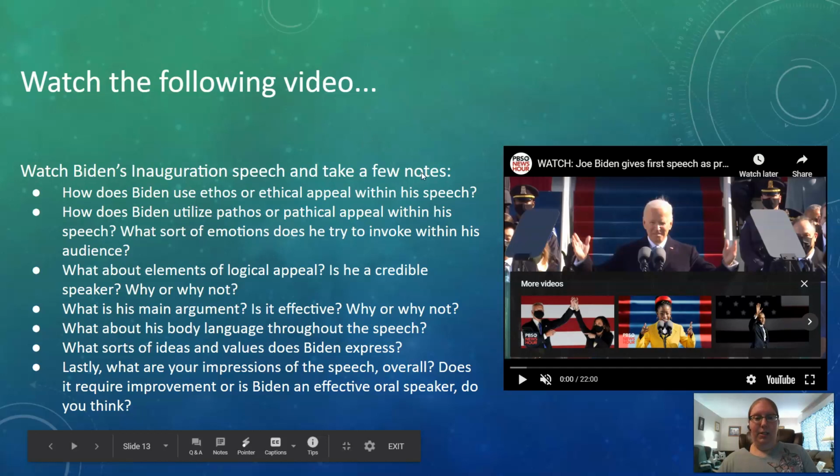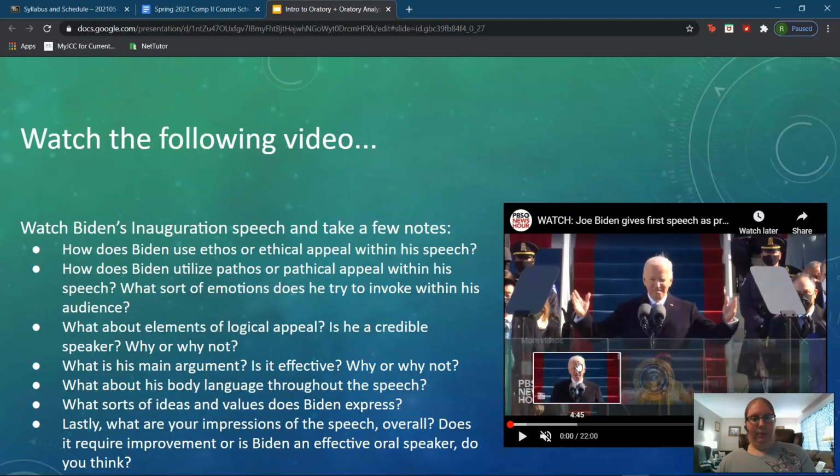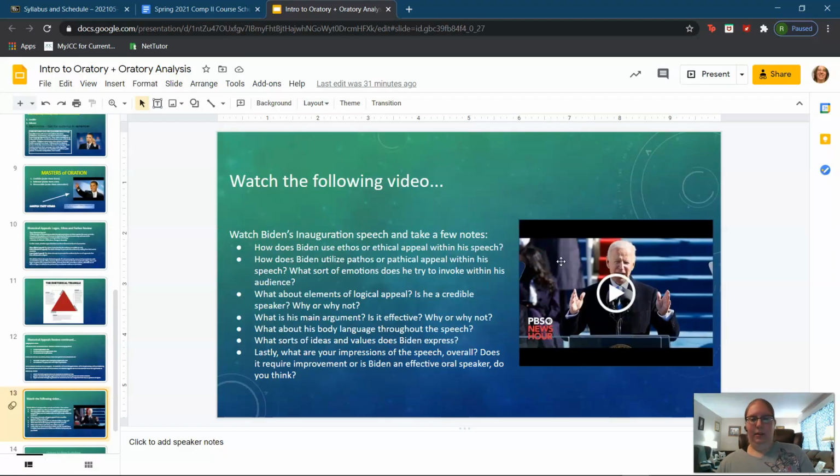So these are things to be taking notes on. So what I would recommend doing is grabbing a piece of paper or a Google document, whatever your preferred method is, for writing notes, and maybe take some notes during the speech. So from there, you can watch the speech right directly here.